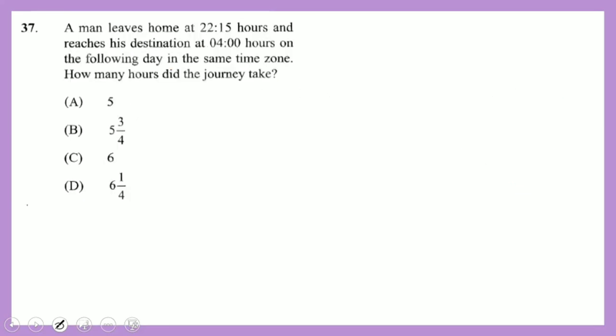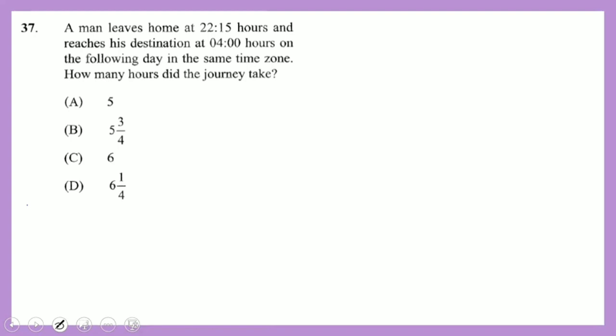Number 37. A man leaves home at 22:15 hours and reaches his destination at 4:00 hours on the following day in the same time zone. Good. 22:15 hours. What time of day or night is that? That is going to be 10 o'clock in the night.